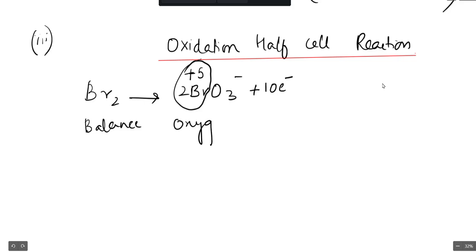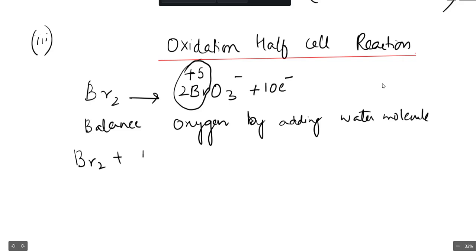So start balancing oxygen. Where is oxygen more? On this side oxygen is more. How many oxygens are there? Here the number of oxygens is 3 2s are 6. So here it is less. So you balance oxygen by adding a water molecule. Which one will I add? A water molecule on the LHS, H2O. What is the reaction? 2BrO3 minus plus 10 electrons are here only.